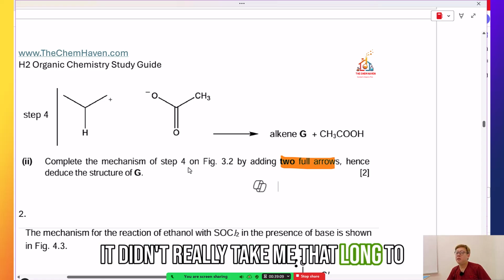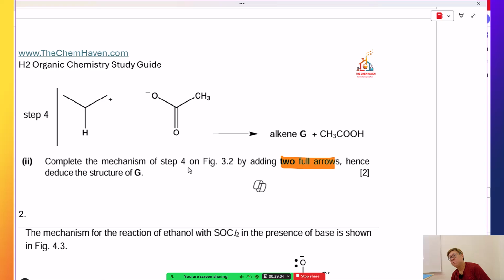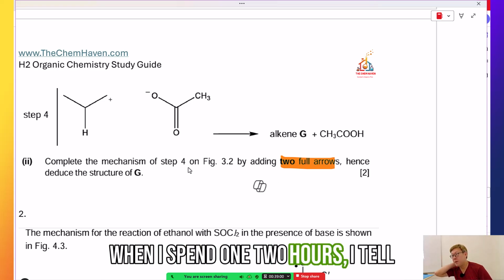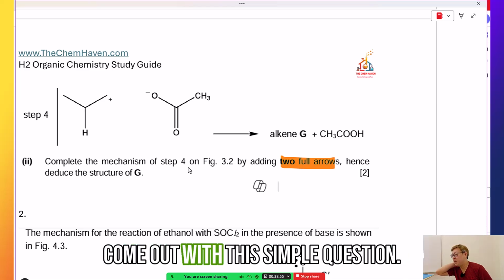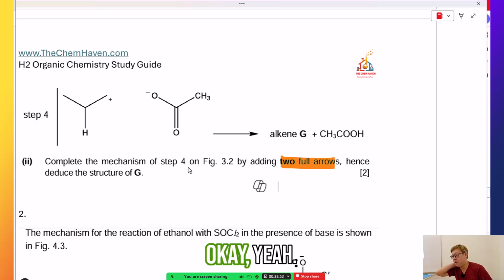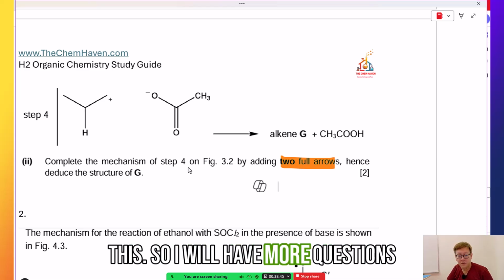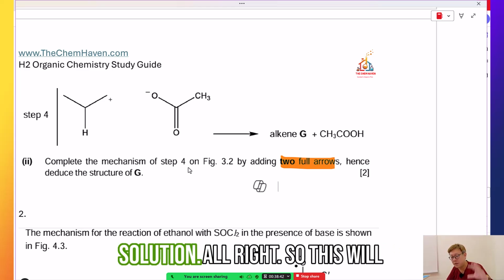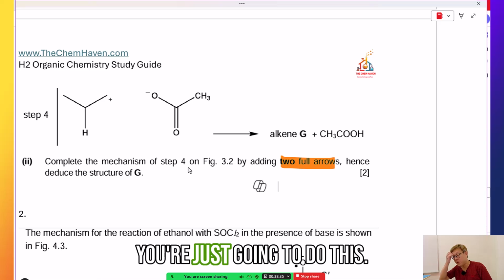It didn't really take me that long to compile this question set. I think I spent maybe 1-2 hours, but even then, I looked through at least 7 to 10 different prelim papers to come up with this simple question set. As I mentioned, I'm going to add on to this, so I will have more questions added, and I will come with a solution. This will accompany you for your preparation for A level. So if you are very scared of organic, just go and do this.